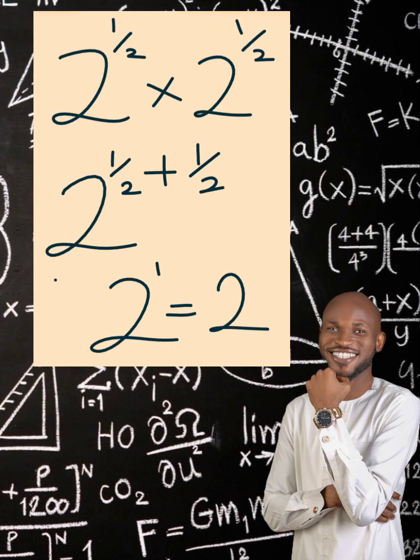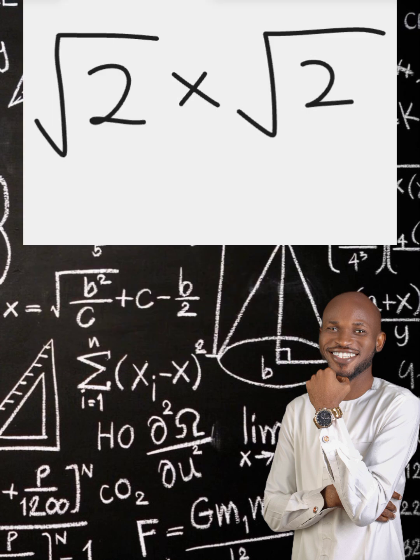So in other words, 2 raised to the power of 1 over 2 times 2 raised to the power of 1 over 2 is going to give you 2 raised to the power of 1, which is 2. Okay. Now, if I ask you to solve root 2 times root 2, simplify root 2 times root 2.